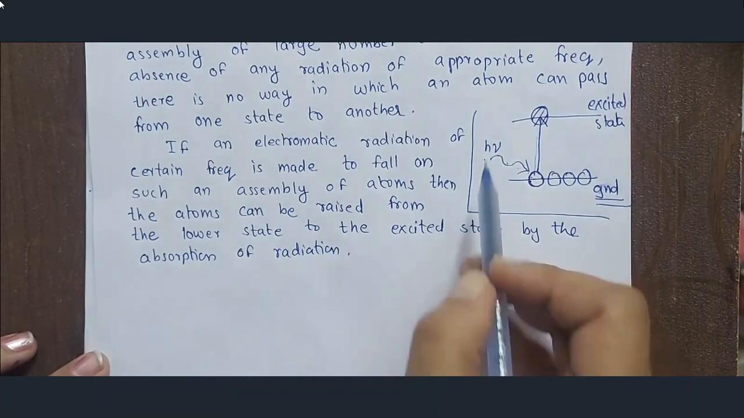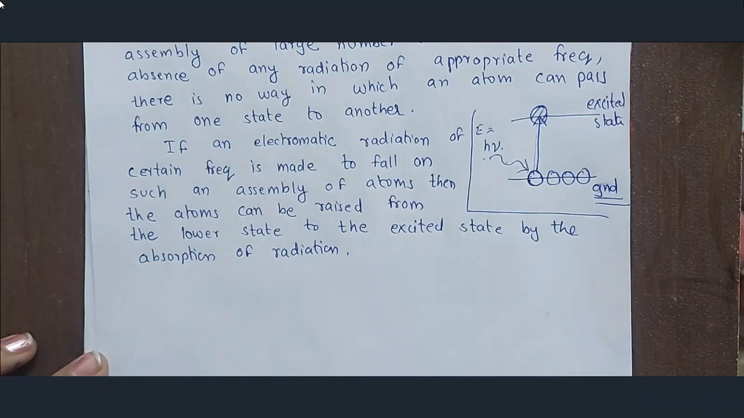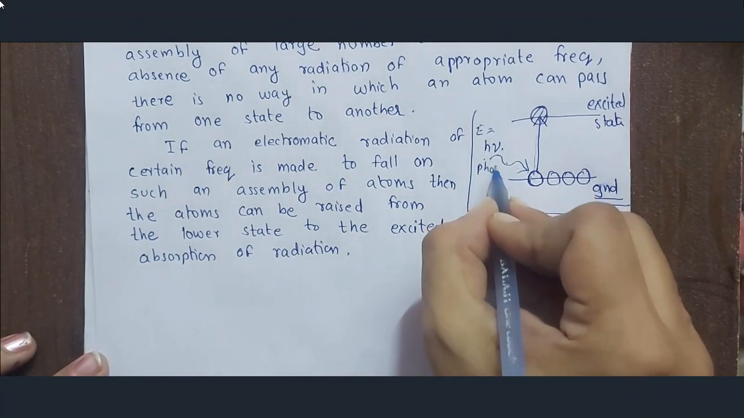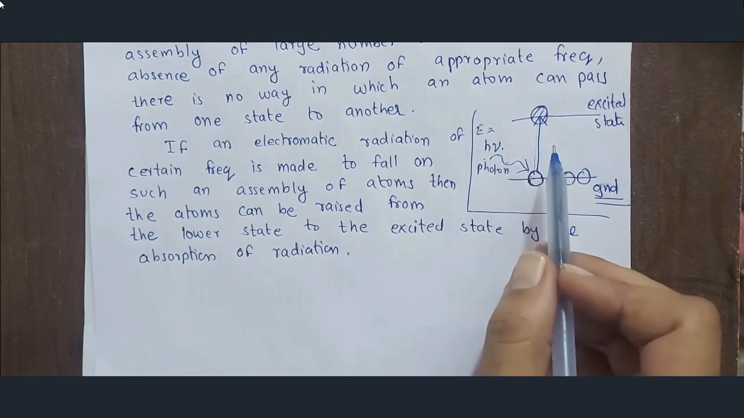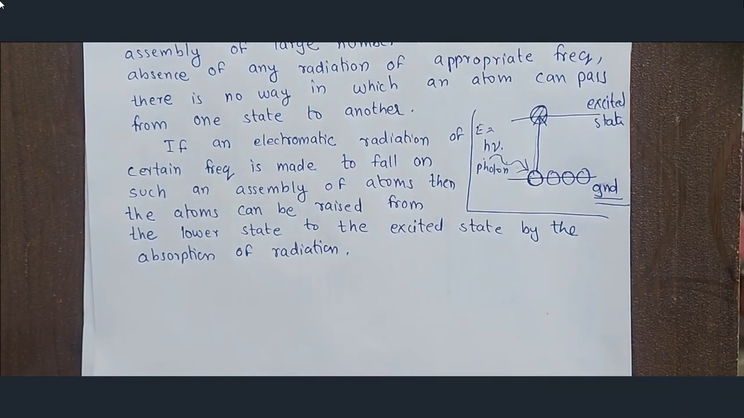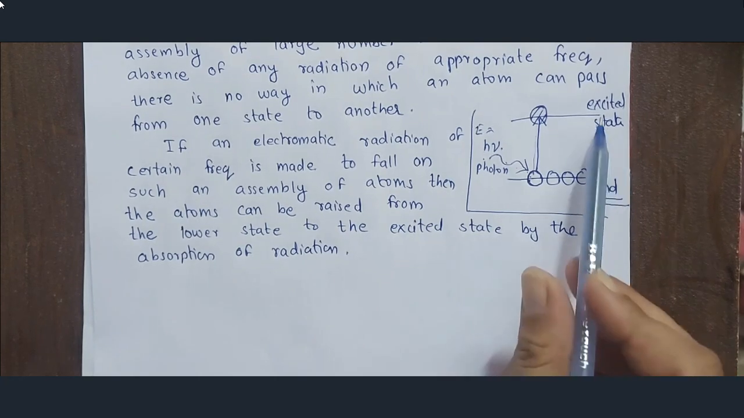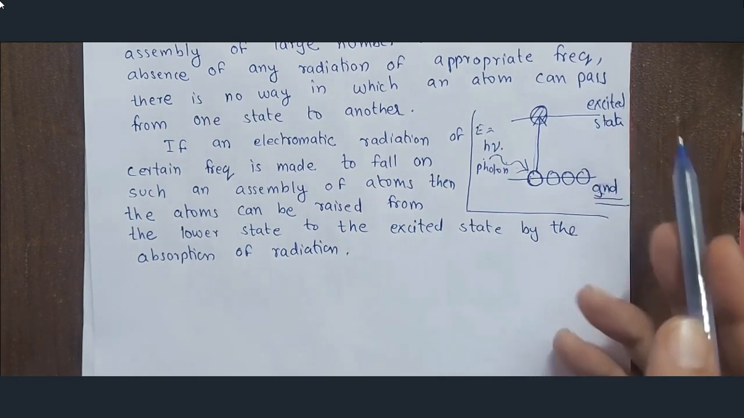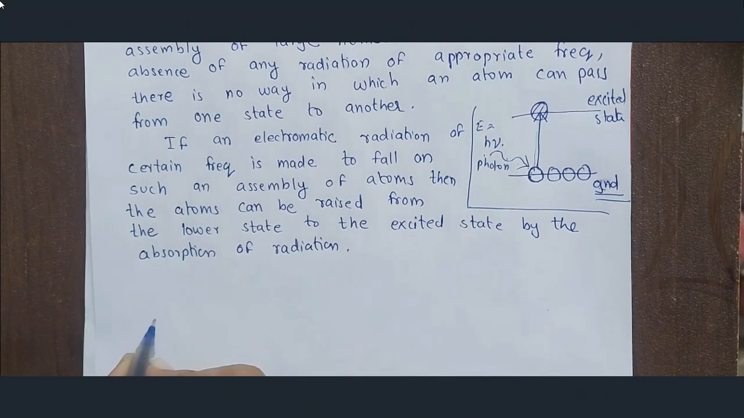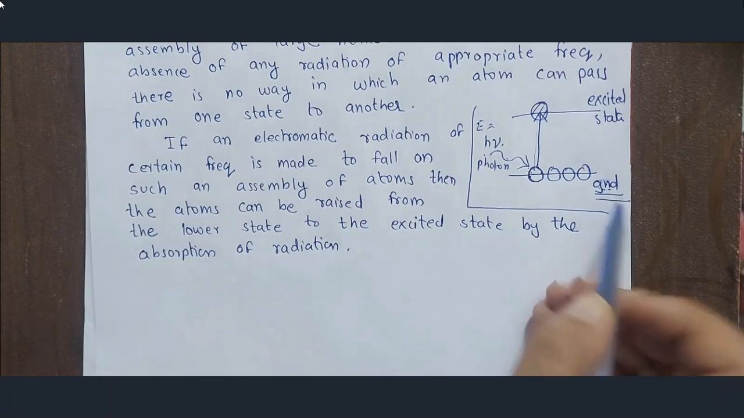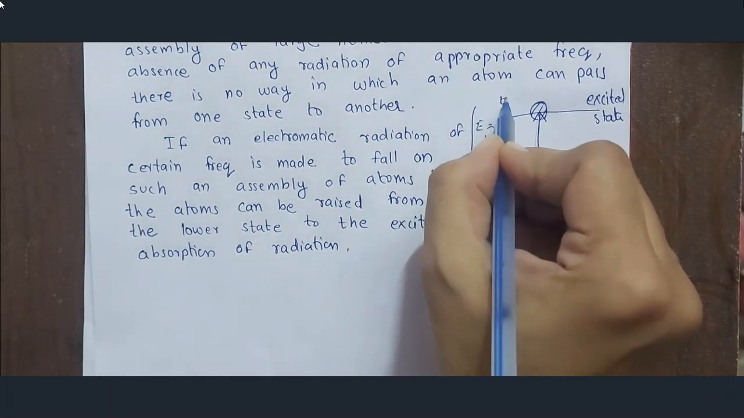Here h is Planck's constant and nu is frequency. Here energy is equal to h nu. This is a photon. When a photon falls on an atom, it will absorb that energy and rise to the excited state. As I already told you, this is the ground state. Its energy is less compared to the excited state. In the future, wherever I use the notation, I will denote the ground state by energy E1 and the excited state by energy E2.